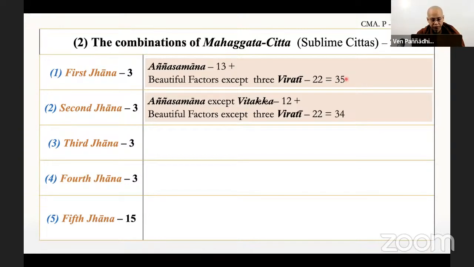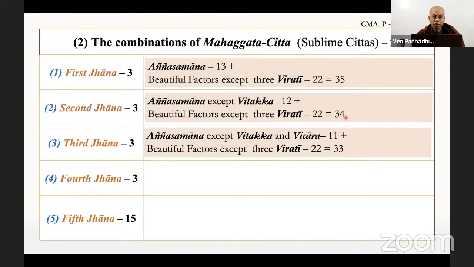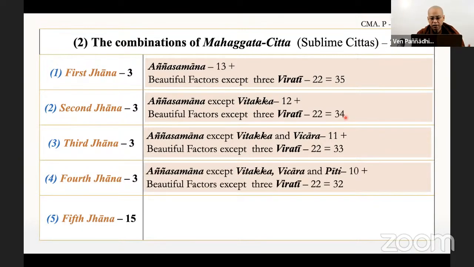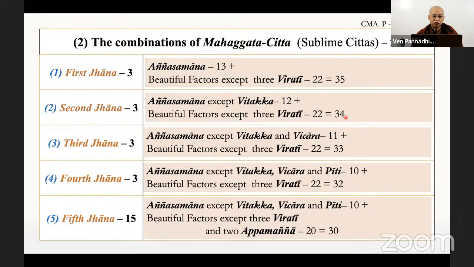Then the same method applies to the sublime consciousness. Continuing and making exceptions: 2nd jhana without vitakka, 34; 3rd jhana without vitakka and vicara, 33; 4th jhana without vitakka, vicara and piti, 32. Then the 5th jhana is changing, the mental factor of feeling. And also what makes the difference between Lokuttara and sublime consciousness is here.